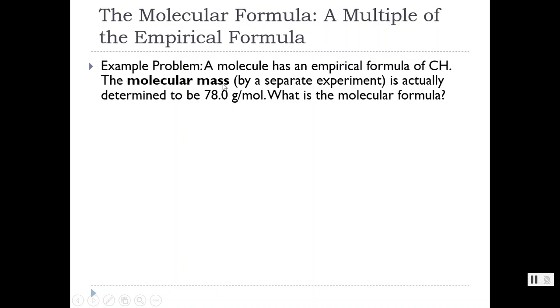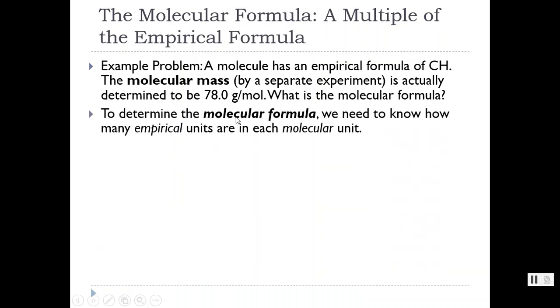The molecular mass, that's done by a separate experiment, how much that molecule actually weighs, so its molecular weight, is actually 78.0 grams per mole. What is the molecular formula for this compound that has an empirical formula of CH? To do this problem, we need to know how many empirical units are in each molecular unit. And how do we determine that?